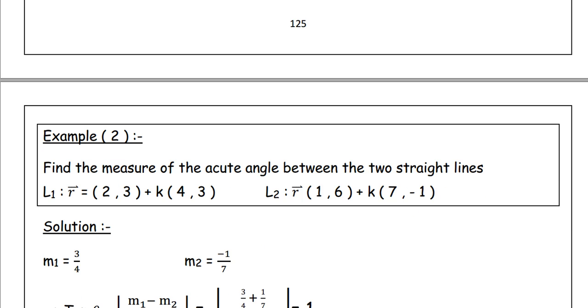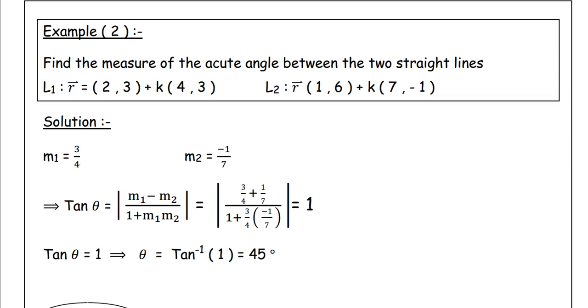Example number 2. Find the measure of the acute angle between the two straight lines. L1 is the equation of the first straight line, r equals (2, 3) plus k times (4, 3). So as we studied before, what is (2, 3)? Yes, excellent. (2, 3) is a point. What is (4, 3)? Excellent. It is the direction vector.